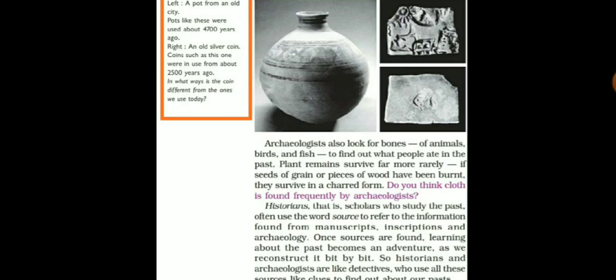Now the question we have been asked: in what ways is the coin different from the ones we use today? Simple: nowadays the coins that we use are proper in form. Whatever is written on the coin we can see easily, but look at this picture, you can see it is in an uneven shape, where something is punched or some part is left.